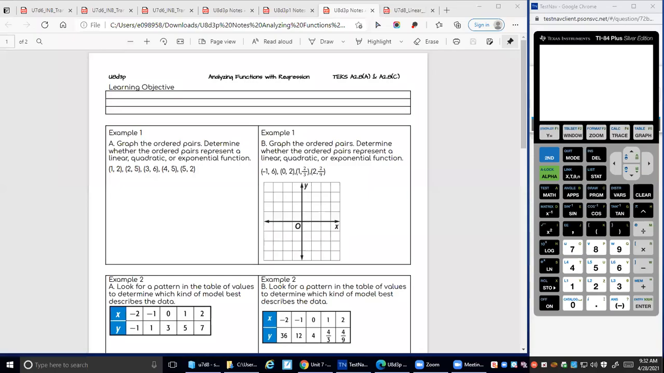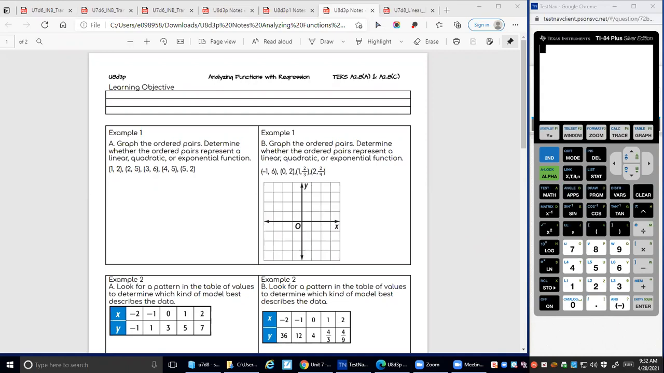Just FYI. And continue. All right, ladies and gentlemen, welcome. Today we are going to be talking about analyzing functions with regression. It will be a calculator day, so try and get your calculator up. I do recommend that you follow along. Okay, so let us begin.